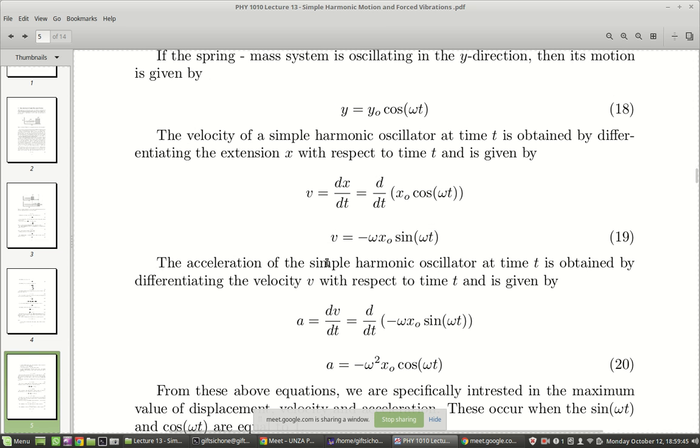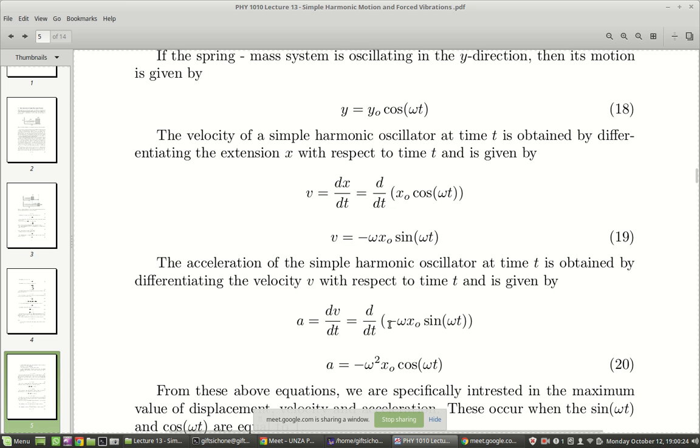So if we do that, acceleration is going to be dv/dt, so d/dt. Where there is the v here, we put this guy there, and we differentiate with respect to t. This is a constant, then we differentiate sine with respect to t. When you differentiate sine, you get cos. Inside the cos, there's omega t, you differentiate that again, you get omega, so you end up having omega squared x naught cos omega t.